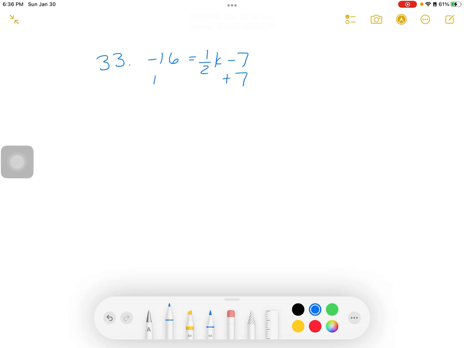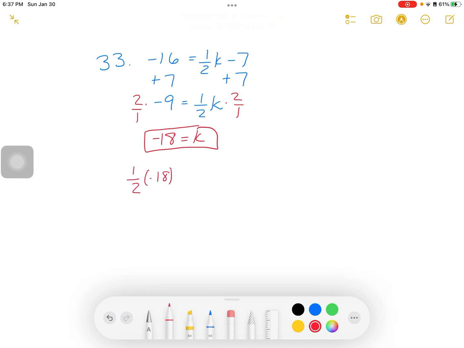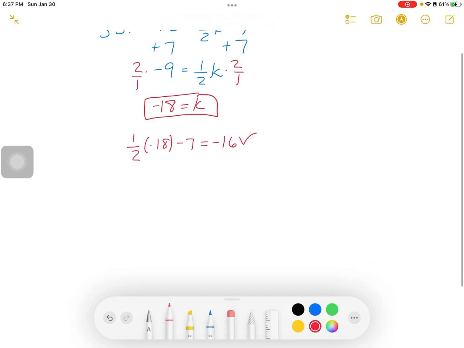We're going to start with what's furthest from the variable, which is the minus 7, which means we add 7, so negative 9 equals 1/2 k. And when you are multiplying by a fraction, the opposite is to divide, which is to multiply by the reciprocal. So if I multiply by the reciprocal, I would get negative 18. Negative 18 equals k. And I can check that by taking half of negative 18, which would be a negative 9. And then if I subtract 7, I do get a negative 16. So I know that I would be correct.